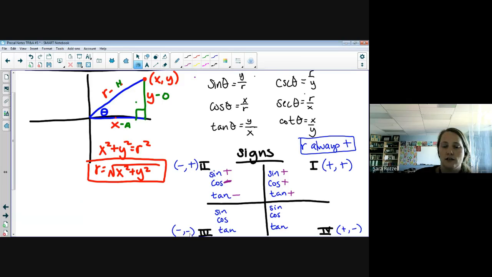So do third quadrant. X and Y are both negative. So think about what it would be. Fourth quadrant, X is positive, Y is negative. So go through and fill that out, and then we'll make sure that you got it.